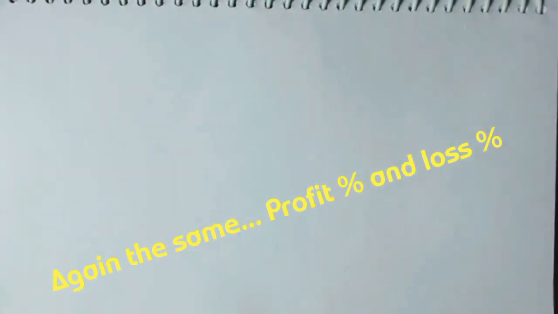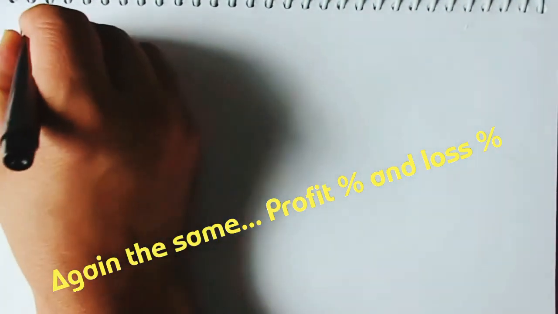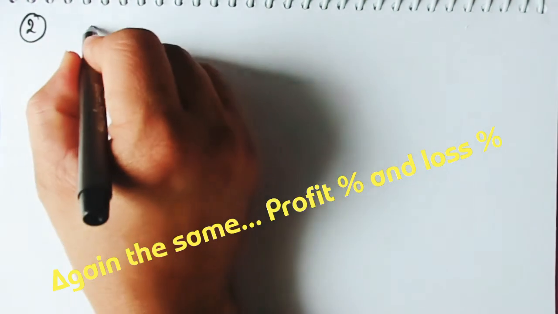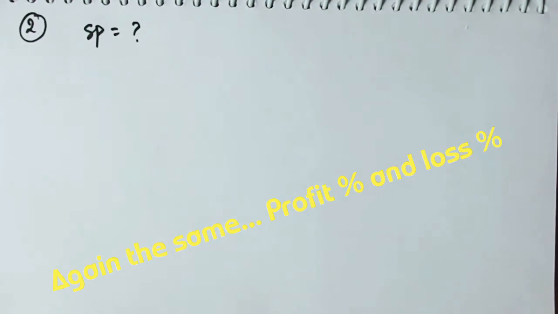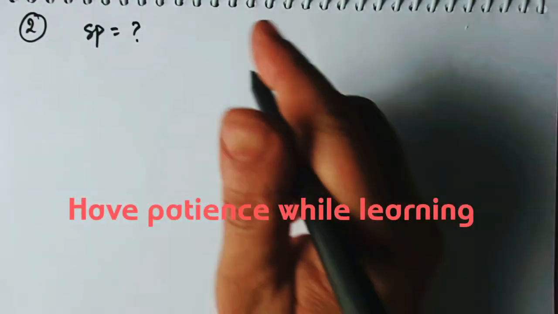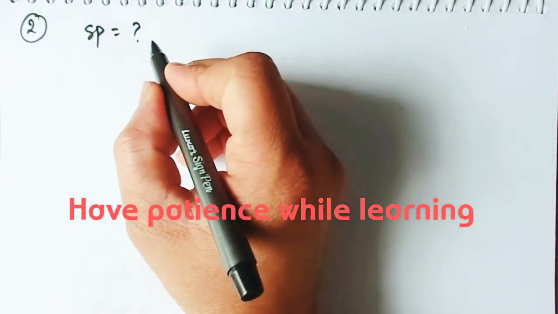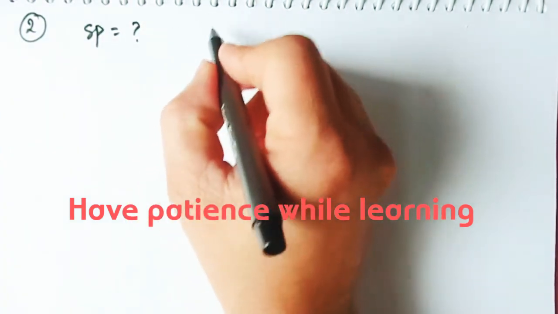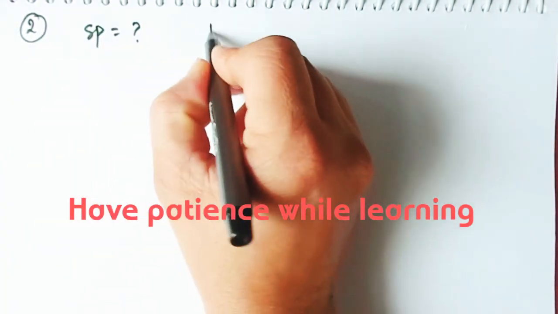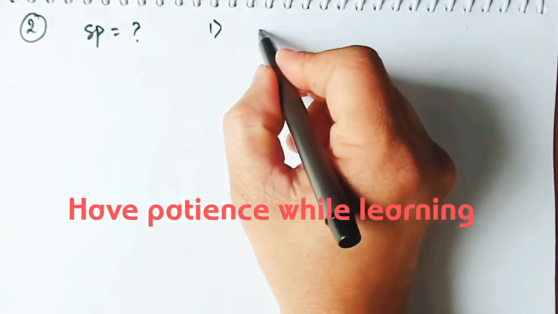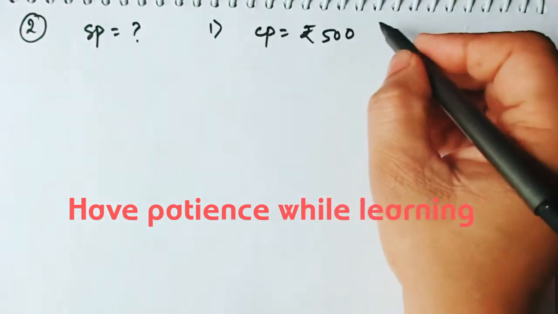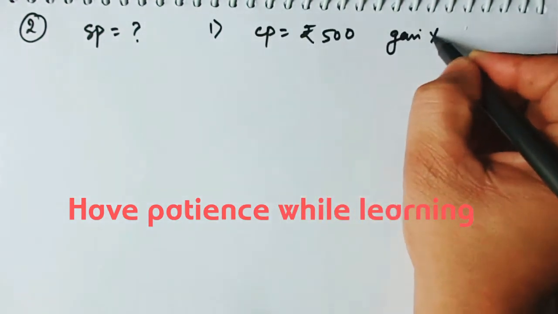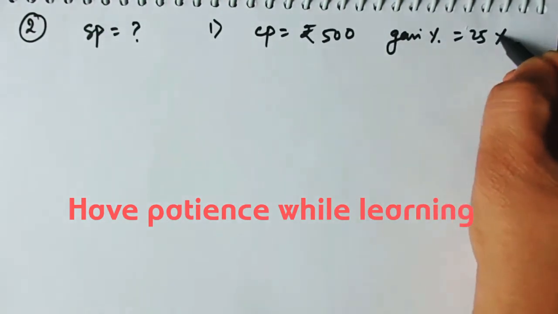Moving on to the next one, that is number 2. In number 2, what they say, find the selling price. So here you will have to find out the selling price. Okay, let me see that if we have to find out the selling price, then what data they have given. So in number 1, that is the first part, they have given you the cost price as rupees 500. Very good. And they have given you gain percent as 25%.